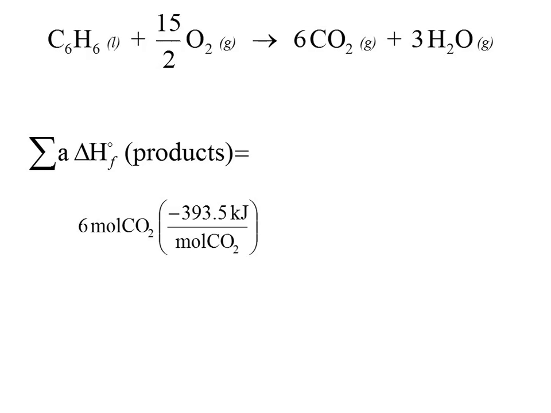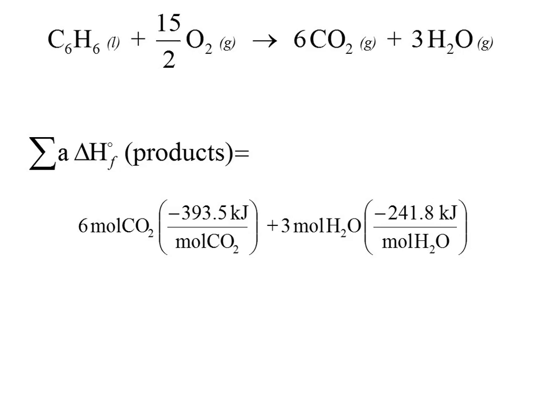The summation of the enthalpies of formation of the products looks like this. We have 6 moles of CO2 from the balanced equation. For 1 mole of CO2, the standard molar enthalpy of formation is negative 393.5 kilojoules. So 6 moles CO2 times negative 393.5 kilojoules per mole of CO2. Of course, the moles of CO2 cancel out, and we're left with the energy. The next term would be our water term. So we have 3 moles of H2O times negative 241.8 kilojoules of energy per mole of H2O. That was from the table.